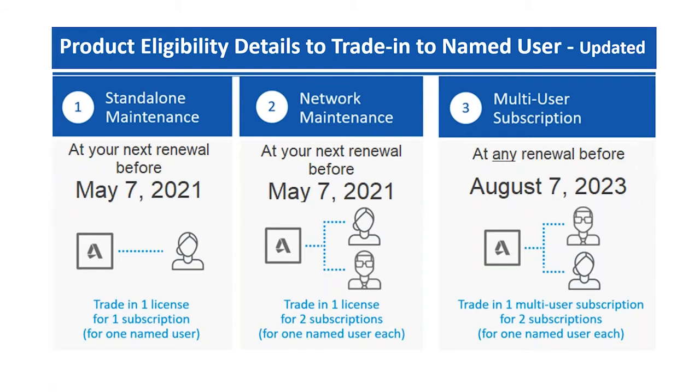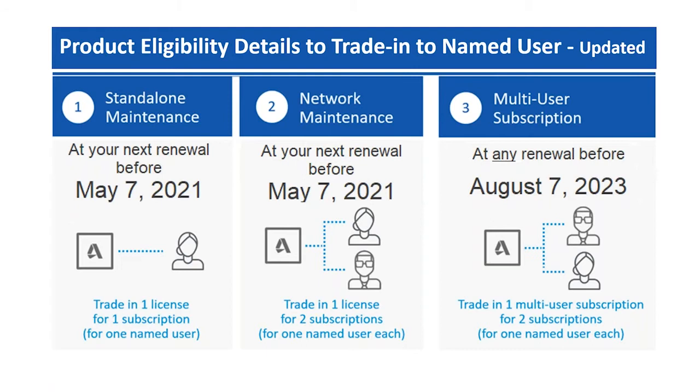Since a lot of folks on this call may fall into this category, I'll mention that May 7th is, in fact, May 6th is the last day Autodesk will take an order and process it to trade in any perpetual on maintenance to named user subscription. But say you have August 4th. If your maintenance plan has a renewal date up to August 4th of this year, you qualify. You just have to get that in and processed by May 6th.